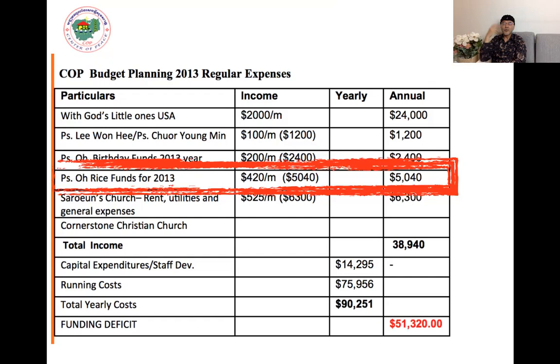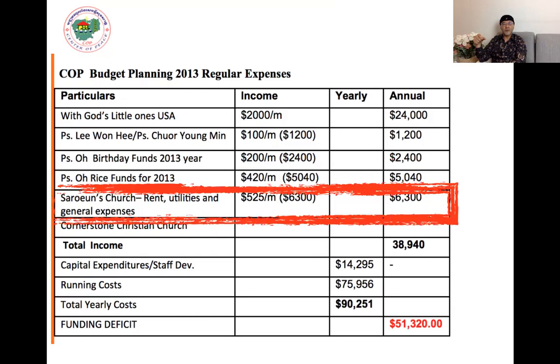And then my patron was Seron Church in Korea. They were paying for rent, utilities, and general expenses. They were giving about $6,300 per year. Now this is 2013, almost 10 years ago. You would probably be about $10,000 now. There's no such thing as $500 rent, right? The house, 50, 60 people, it would be close to 1,000.